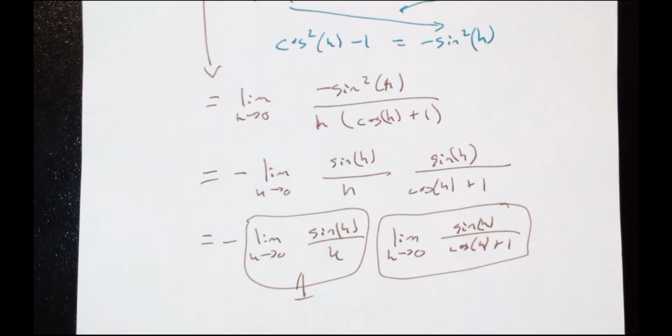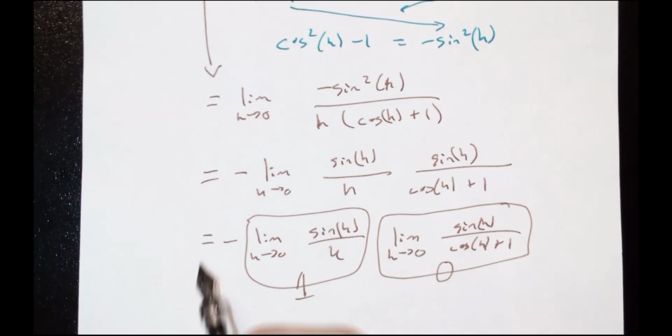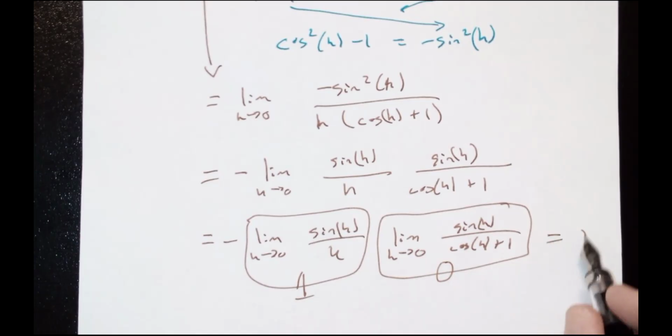Let's just try to plug in. If it works, it works. If it doesn't, I'll have to do something else. But if it works, it works. What do I get? I get 0 over 2, which is 0. Wait a minute. Minus 1 times 0 is 0. This whole limit worked out to be 0, right?